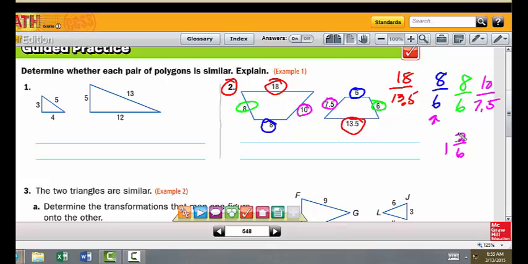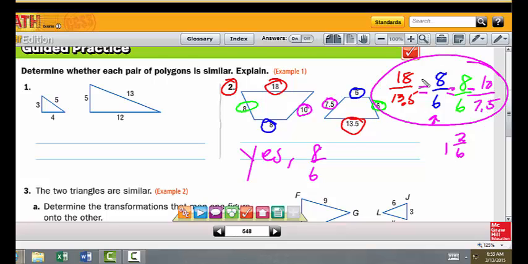Check them all in a calculator, and you will see that yes, we have corresponding angles, and your answer should be, because 8 over 6, in fact, I'm going to write it right over here. You would write 18 over 13.5 equals 8 over 6 equals 8 over 6 equals 10 over 7.5, and this would be the rest of your answer. The first part of your answer is yes, second part of your answer is right there.